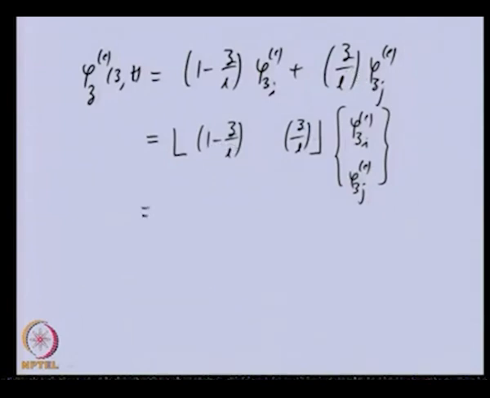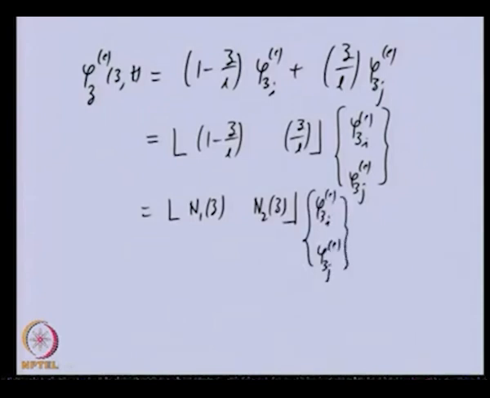Now if you recall, we wrote this earlier as N1(z) and N2(z), and here we have the same thing. And these N1 and N2 are the shape functions, and these are the nodal displacements, and we wrote this in the more compact form as the shape function row vector and the field variable at nodal location.